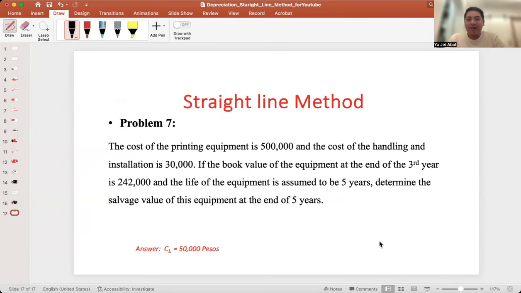And this one, I will leave you as an exercise. In this problem, we already have the answer: the salvage value, C sub L, is 50,000 pesos. But it's a good thing you can practice on your own to check if you really understand this discussion. And kindly comment down if you get the correct answer. Comment down, I got it correctly. Or in Tagalog, nakuha ko. You can comment on the comment section below.